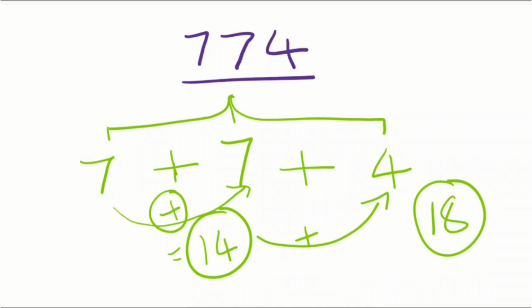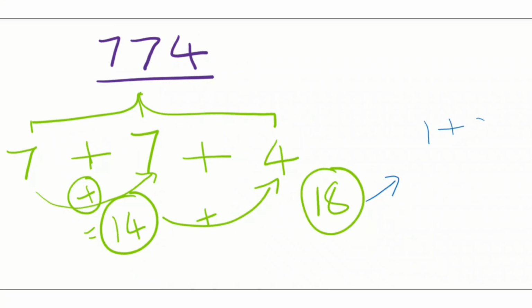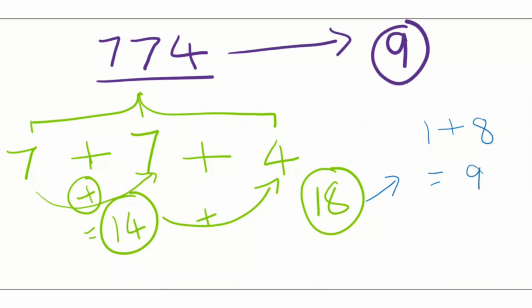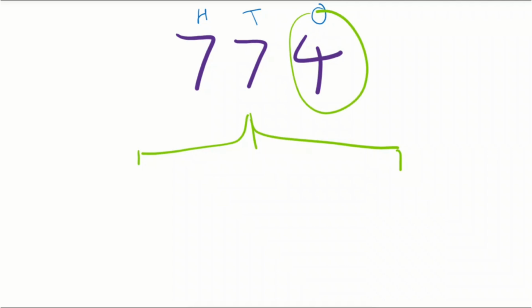Now 18 is a two-digit number, so it cannot be the final Navashesh. To make it the correct one-digit Navashesh, we add its digits as well, that is 1 plus 8, which gives us 9. And therefore, the Navashesh of 774 is 9. For the Nikhilam of 774, we are going to identify the last digit. We'll write down hundreds, tens, and ones to make it a bit clearer. Here, the last digit is the ones digit, which is 4. So we are going to subtract 4 from 10.